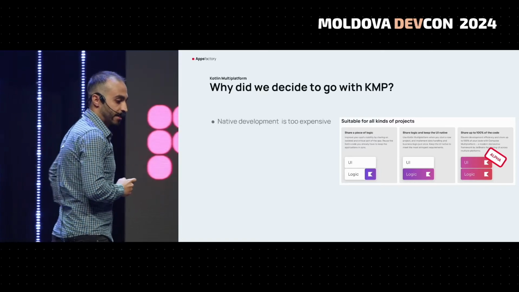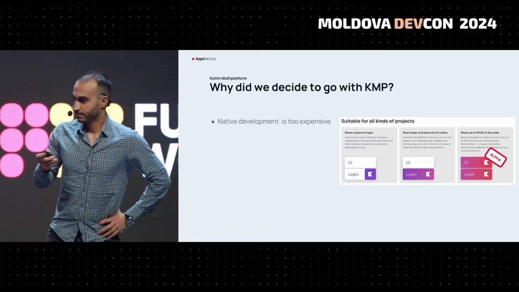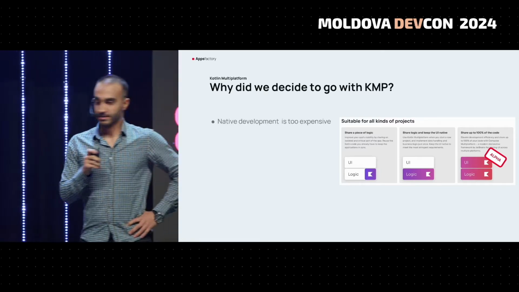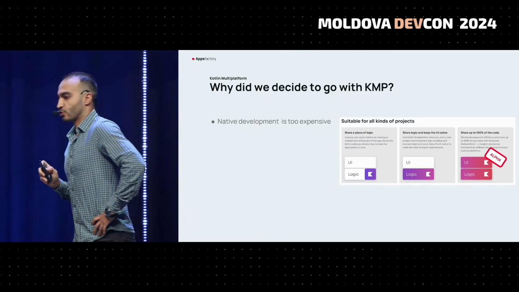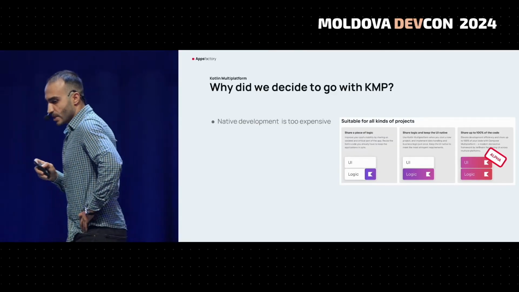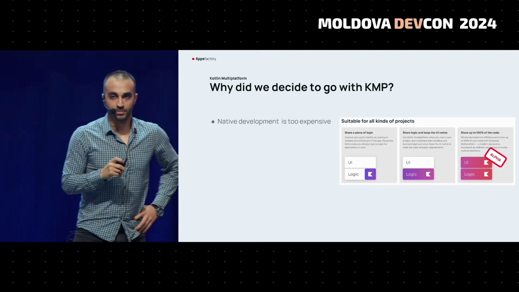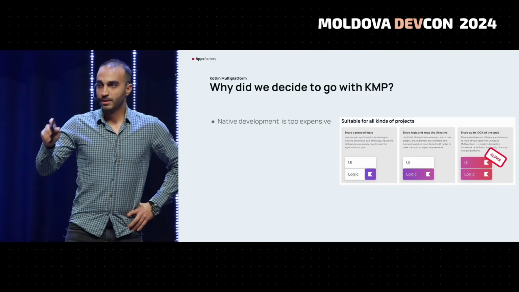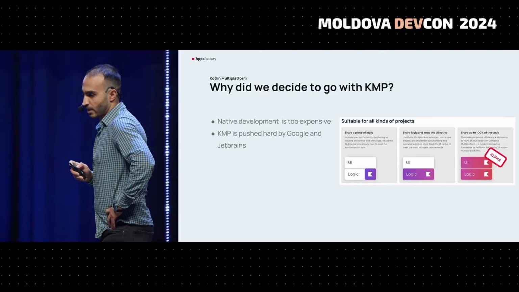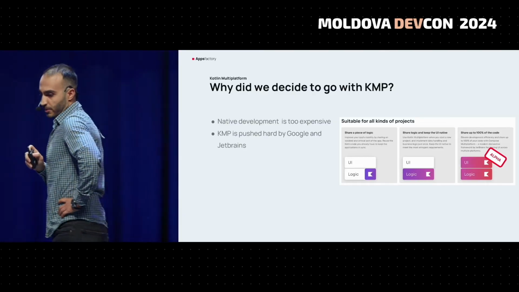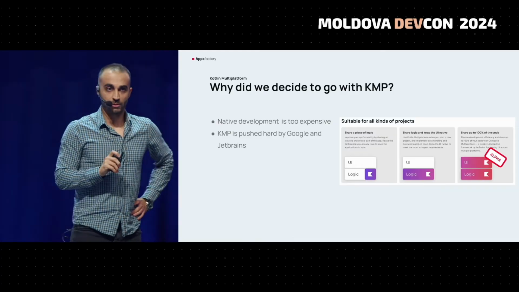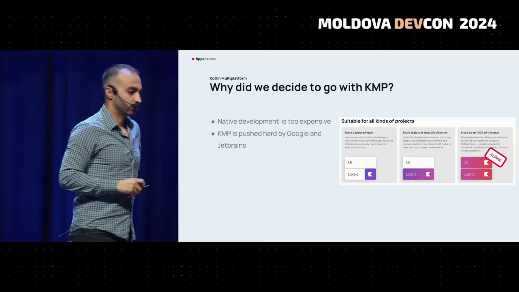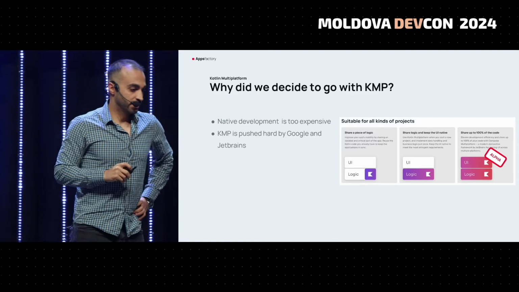So then, oops. Okay. Why did we decide to go with KMP? As I told you at the beginning, native development is too expensive for some clients, and you give them another option to make a decision. KMP is pushed hard by Google and JetBrains. Also, Google supports it. At the last Google I/O, they announced it very well.